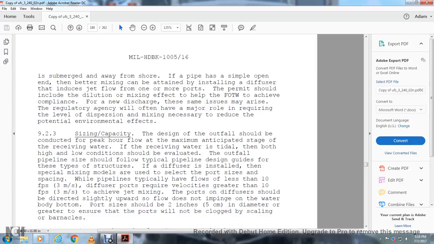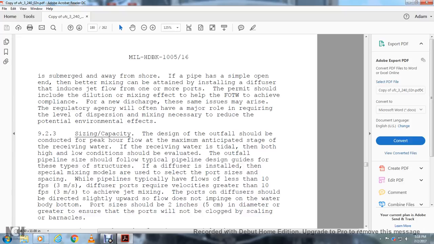Design of the outfall should be conducted for a peak hour flow with the maximum anticipated stage of the receiving water. If the receiving water is tidal, both high and low conditions should be evaluated. The outfall pipeline should follow the typical pipeline design guidelines for these types of structures. If a diffuser is installed, then special mixing models are used to select the port size and spacing with the pipeline, which typically has a flow velocity of less than 10 feet per second. Diffuser ports should have a velocity of greater than 10 feet per second to achieve the jet mixing.